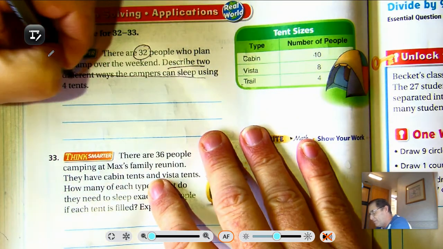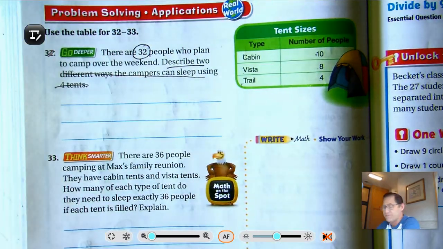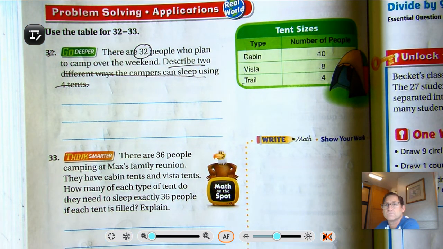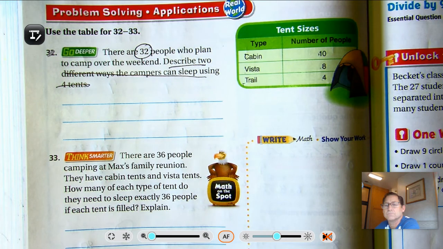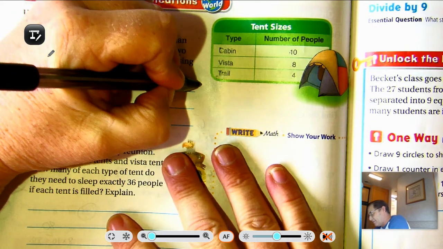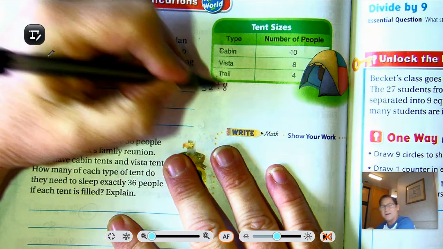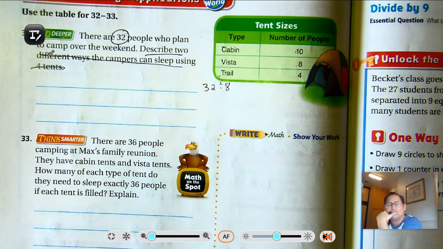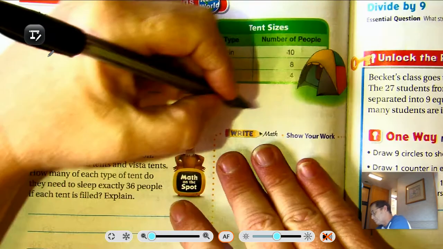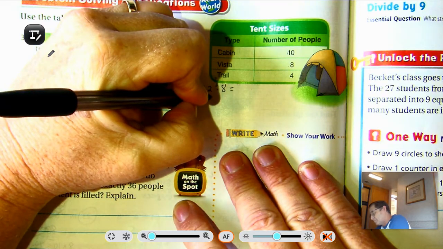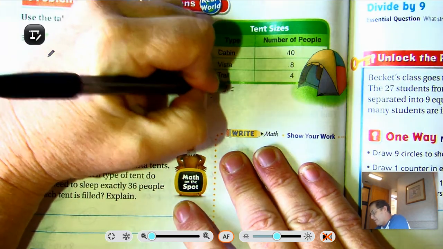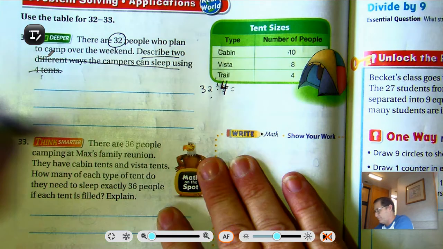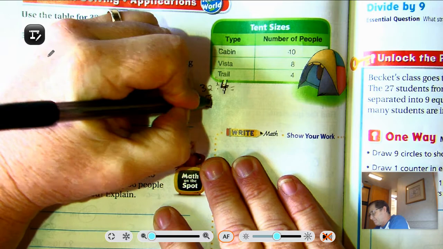All right. So there are 32 people who plan to camp over the weekend. Describe 2 different ways the campers can sleep using 4 tents. Well, that's kind of saying 32 divided by 8, right? I'm sorry, 32 divided by 4. There's only 4 tents, not 8 tents. 32 divided by 4. Let's make an array out of that.